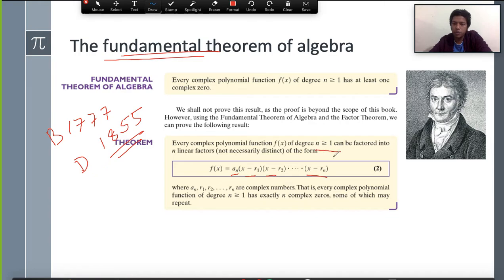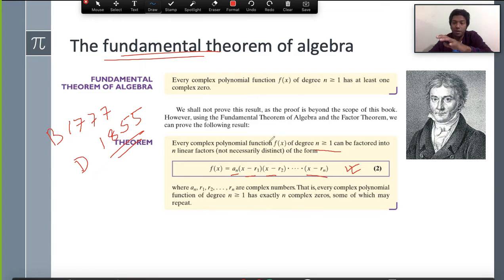N greater than or equal to 1 means the power can be 1, or 2, or 3, or 4, and it can continue like this. So this theorem is telling you that if the power is n, you will have n linear factors, in simple words. So n factors means n zeros, not necessarily real. This theorem is not telling you that they will be real. They can be complex, they can be real. And all the zeros need not be distinct. That is also not a condition. The condition is that there will be n zeros.